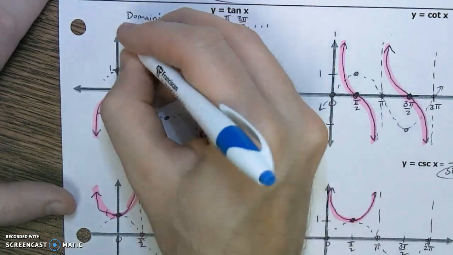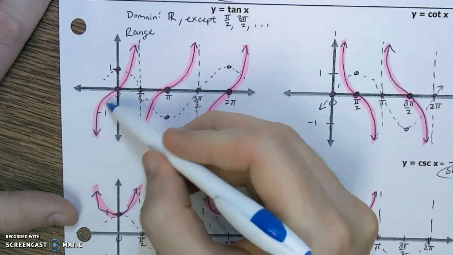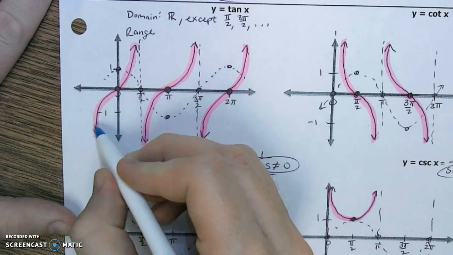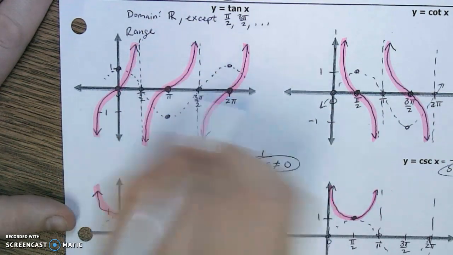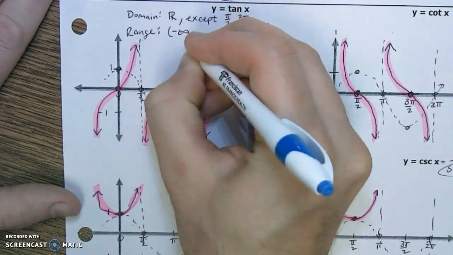The range, we see that it's a smooth curve going down to up. So starting at 0 it goes all the way down with an arrow, and starting at 0 it goes all the way up with an arrow. There's no stops along the way. So my range is -infinity to infinity.